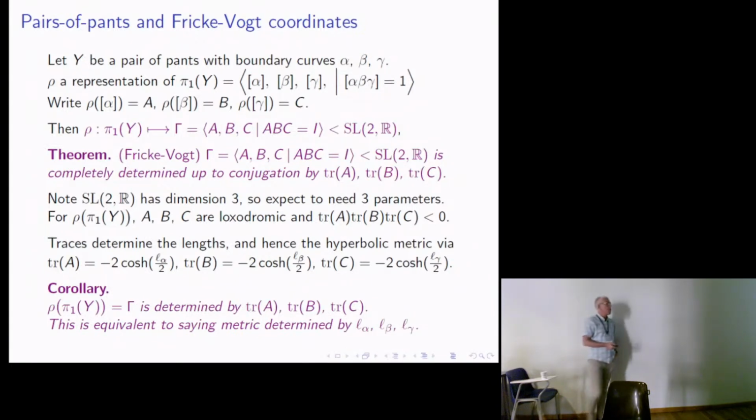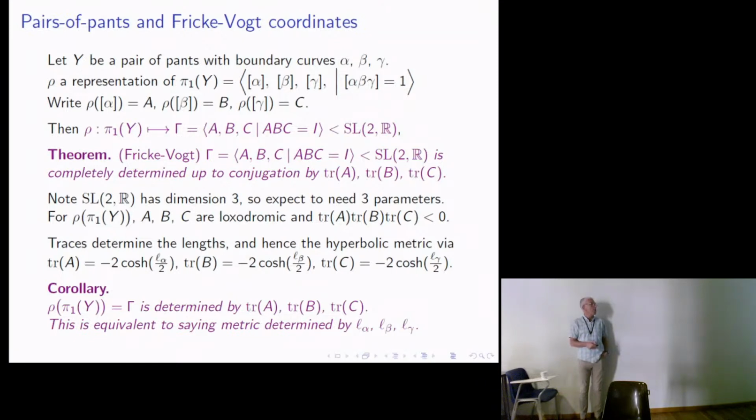And there was a folk theorem for a long time, and then a proof was carefully written down by Gilman and Maskit, saying that if this free group is the fundamental group of a pair of pants, then this product of the traces has to be negative. And so, for reasons of symmetry, I'm just going to take each of the traces to be negative, and I know how, using hyperbolic geometry, I can relate them, the trace and the length.